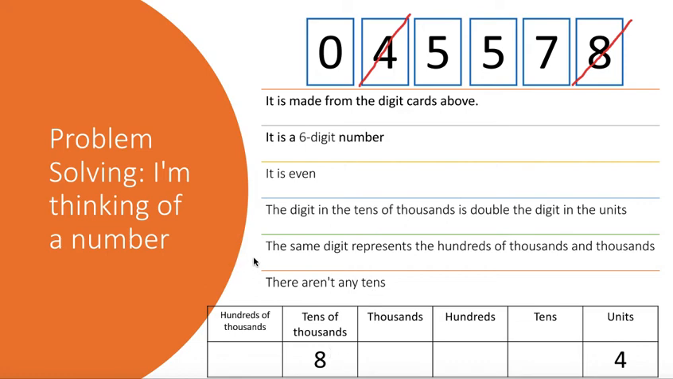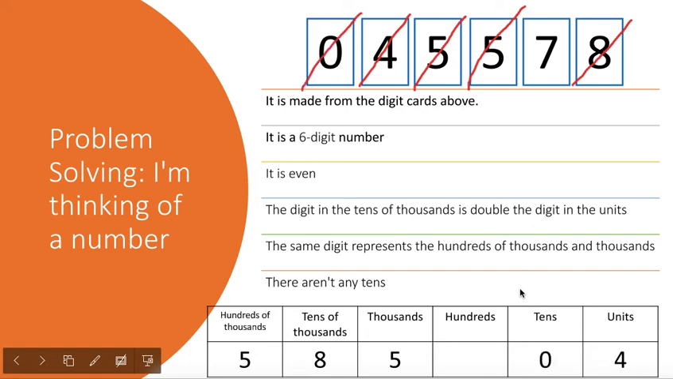Let's carry on. The same digit represents the hundreds of thousands and thousands. So what digit could it be in here and in here? If we look at the digit cards, the only option we really have is 5 and 5. It's the only ones that are the same. So let's put them in. Then it says there aren't any tens. So if there aren't any tens, it's going to be represented by a 0. And that means we're just left over with a 7, which must go in the hundreds. Let's put that in and double check our answers.